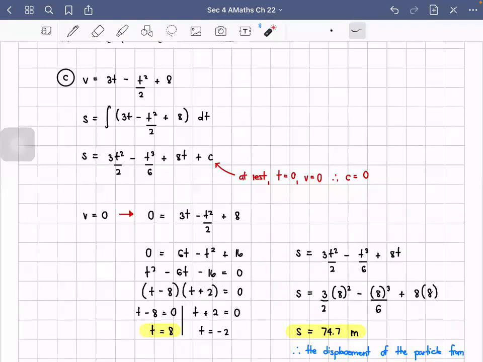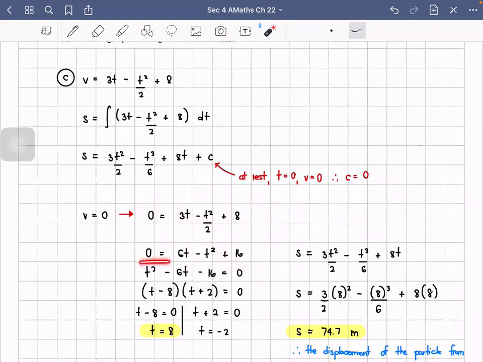Okay, so here I did factorization, but if you want to use the quadratic formula, that's fine. What I did here is remove the 2. To remove the 2, I need to multiply this by 2 so it cancels out. 2 times 3t is 6t, and then 2t times 8 is 16. And then there's no more denominator.